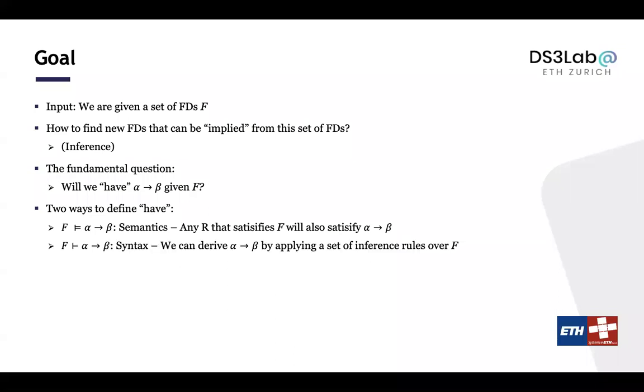And then there's a syntax way. Here we write it this way: F derives alpha to beta. That simply means that you give me a set of inference rules, and by applying them to F, I can finally derive alpha to beta. You give me a whole bunch of axioms, and by applying those axioms again and again over F, I will derive or prove alpha to beta. If that is true, we can also say that you have alpha to beta given F. Like most reasoning systems, you have the semantic and you have the syntax for what you mean by implying alpha to beta given F.